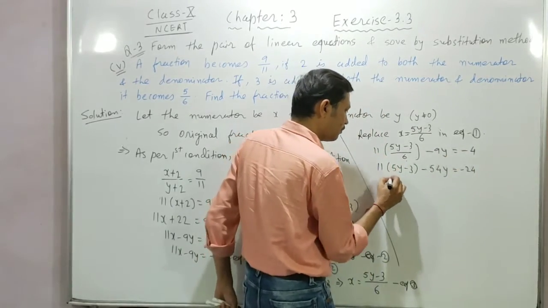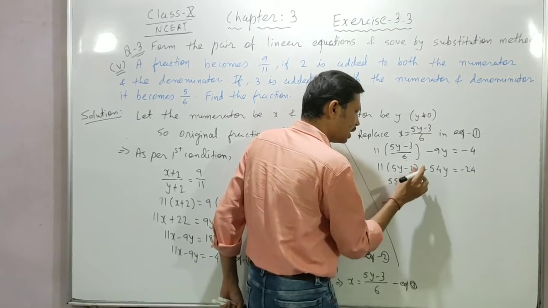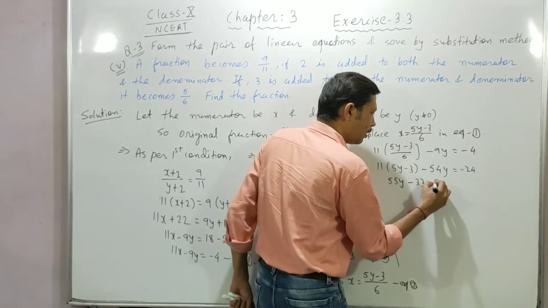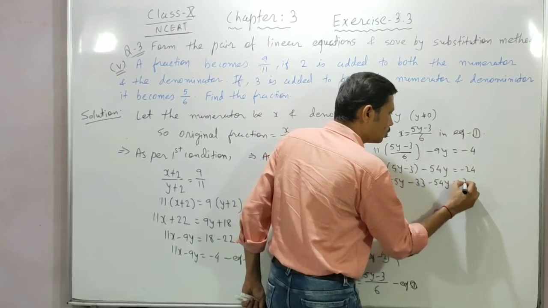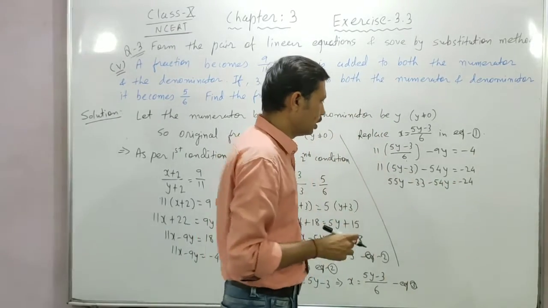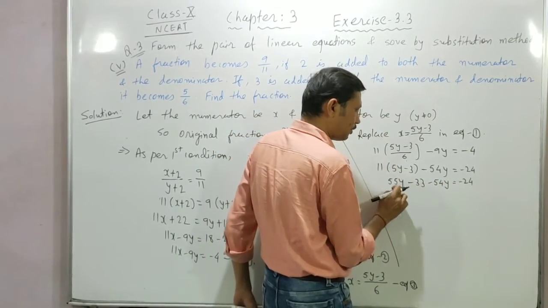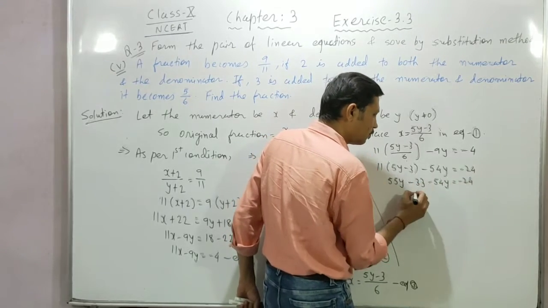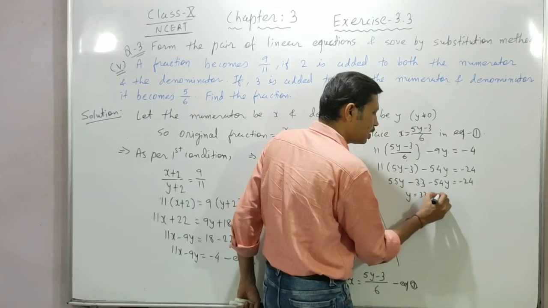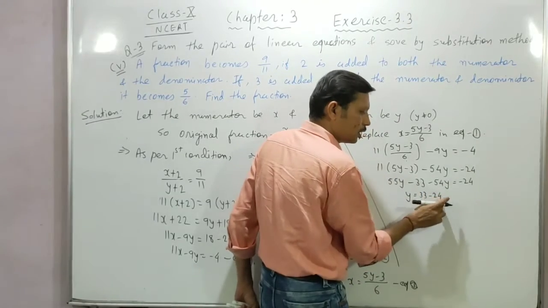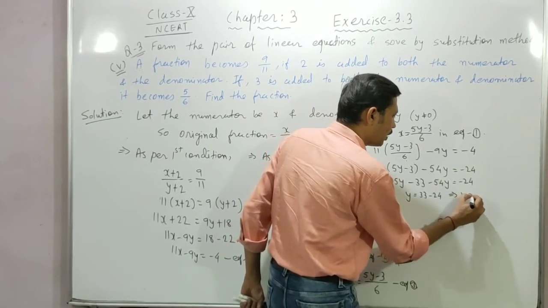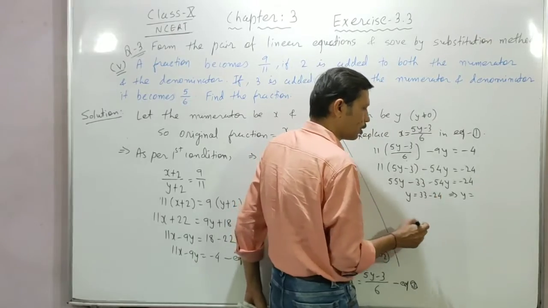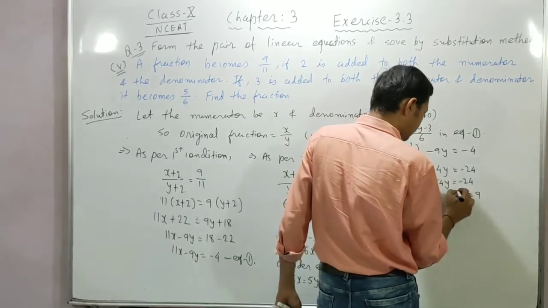Now 11 fives are 55y minus 11 threes are 33 minus 54y is equal to minus 24. Now these two are the like terms. So 55y minus 54y, it will be 1y, and minus 33 we will shift to the right side. So it will be plus 33 minus 24. So the value of y will be what? 33 minus 24. How much, Bichu? It's 9.